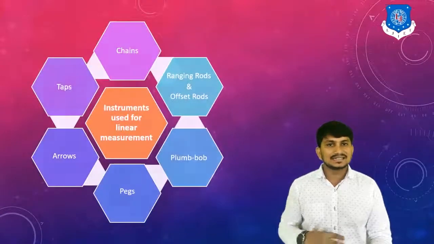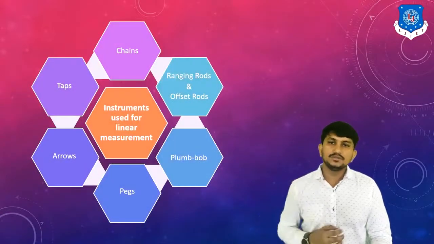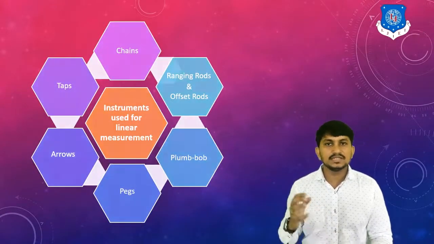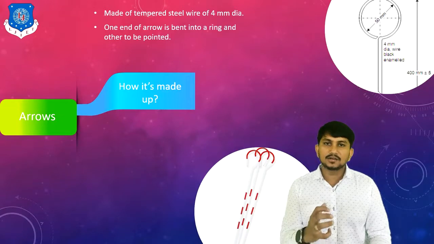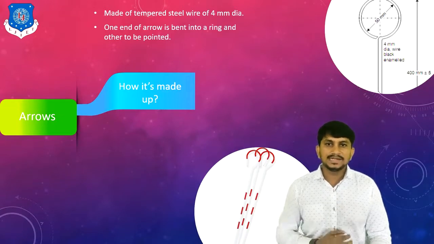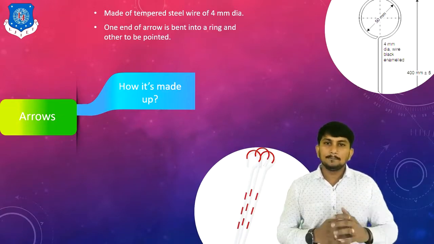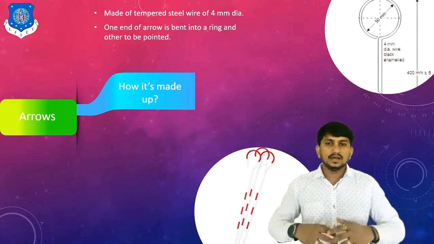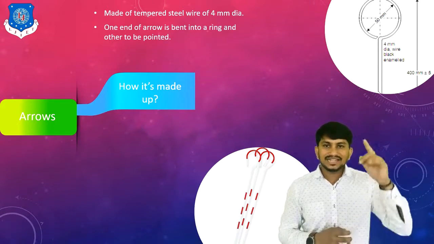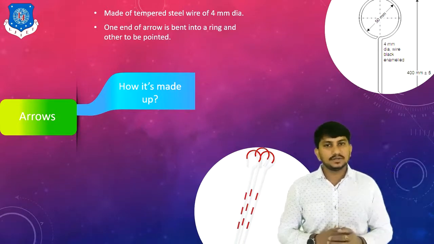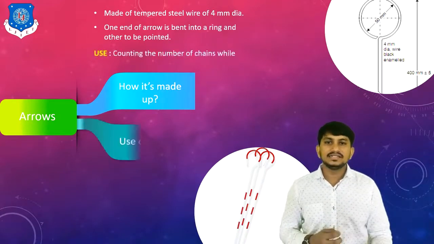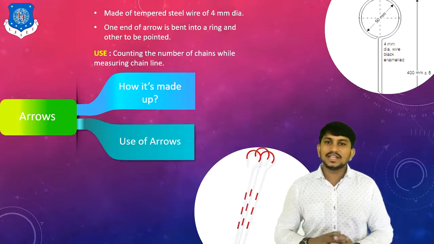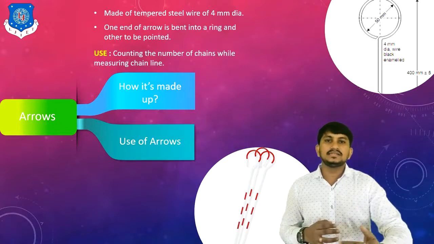Now let's discuss the next instrument used in linear measurement, which is arrows. Arrows is made of tempered steel wire of 4 mm diameter. Its one end is bent in a ring and other end is pointed. The ring diameter is about 5 cm while its length is about 40 cm. It is mainly used for counting the number of chains while measuring the chain length.